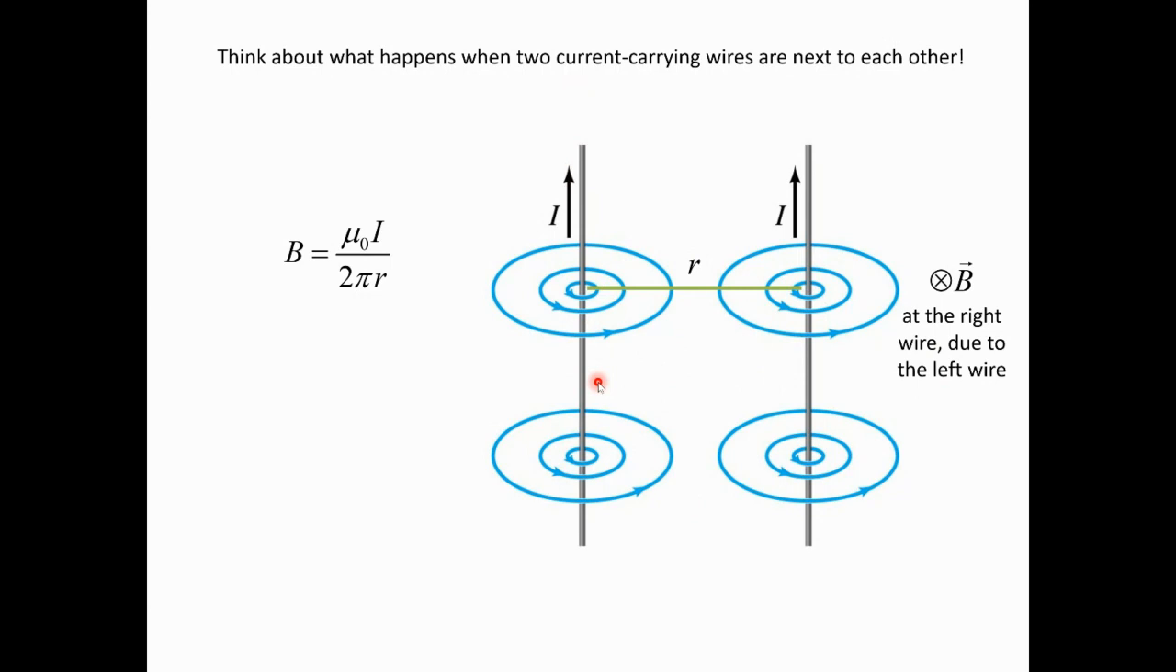In other words, in front of the screen, the magnetic field points to the right. Then it curves around and points into the screen at the location of the wire on the right. And behind the screen, it starts to turn to the left and then continues around. But what's important for me right now is that at the location of the right-hand wire, there's a magnetic field that points into the screen due to the presence of the left-hand wire.